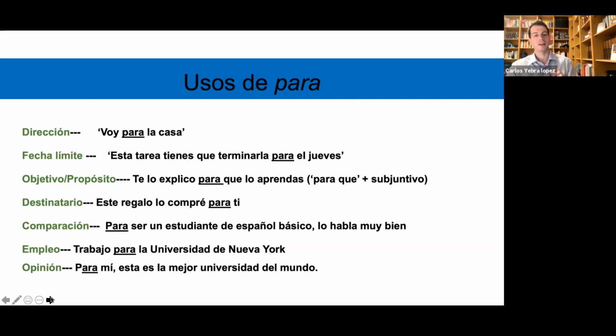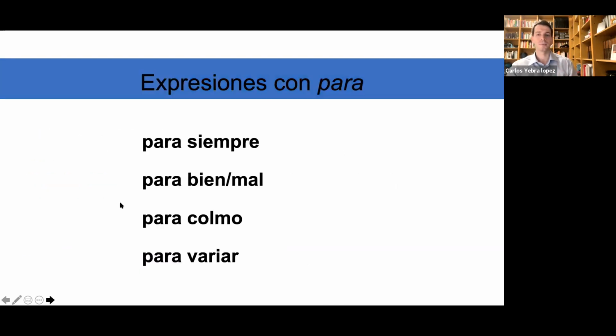Then we have collocations with para, meaning fixed expressions where para is a part of. So for instance, para siempre, forever. If we want to say forever in Spanish, we say para siempre. Para bien o mal, meaning for good or for worse. Para colmo, meaning on top of everything else.